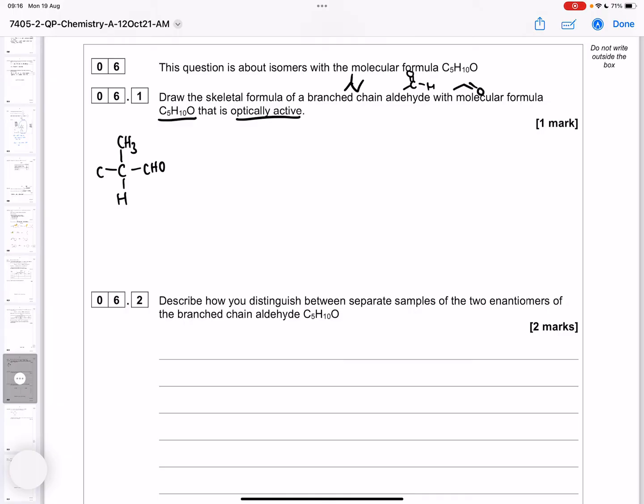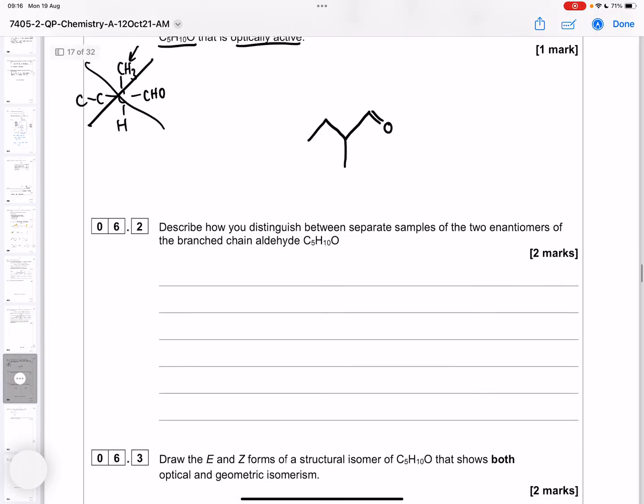Okay, so this is already a branch, this carbon here, because we've got 1, 2, 3, 4. So this is probably my structure. So I'm going to make my skeletal formula. So a 4-carbon aldehyde. So 1, 2, 3, 4, and then my aldehyde. And then on the second carbon, my chiral carbon that's making it optically active, I'm going to have a branch. And I'm just going to cross through my working out.